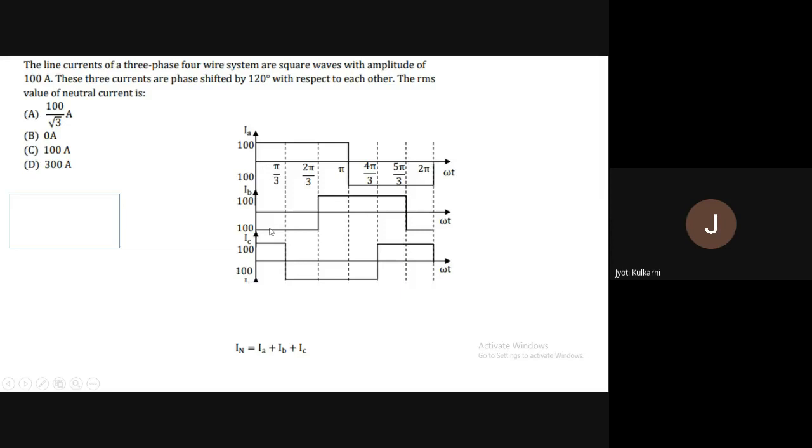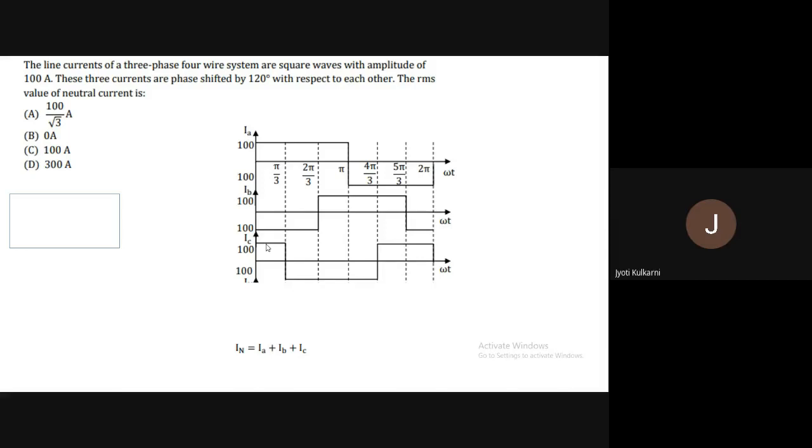100 minus 100 plus 100. Is it so? So what is the total current I am getting as IN in the first period of 0 to pi by 3? Give the answer. What will be my IN? Yes. IA is 100. IB is minus 100, so 100 minus 100 will cancel. And IC is 100. So in the first period, what will be the addition of all three figures? 100 minus 100 plus 100. What is the answer, IN? 100.